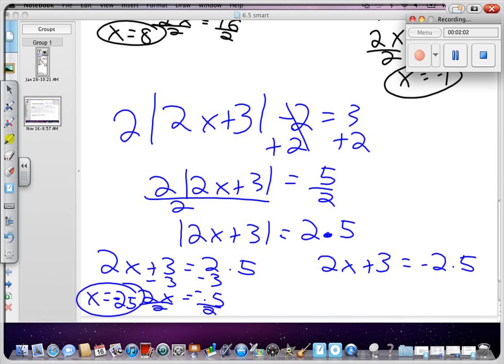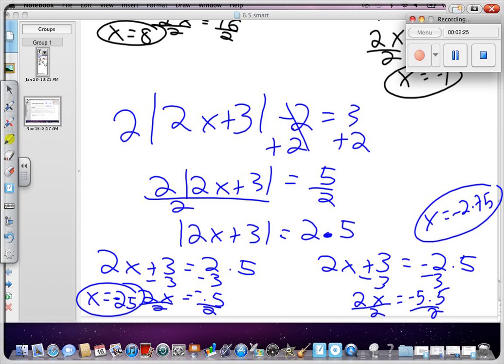Okay, and so I'm going to subtract 3 from this side, and I'm left with 2x equals negative 5.5. And Ms. Parmalee, will you do negative 5.5 divided by 2? 2.75. And I get x equals negative 2.75.